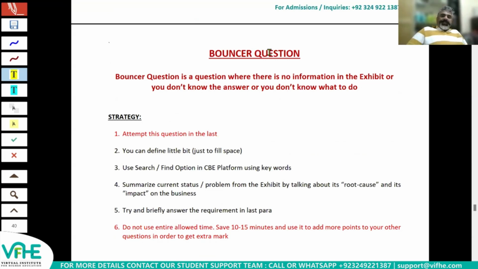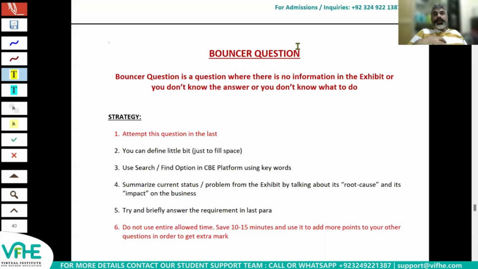Now, what is a bouncer question? I remember someone at the start asked what a bouncer question is, or how we identify one. Yes, Aman. Yes, Rabia. A bouncer question means that it goes over your head. You have no clue what it is. You will read the requirement and say, oh no, what is this?